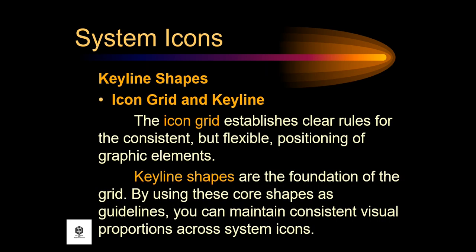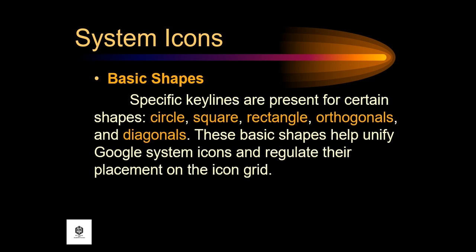The keyline shapes. In terms of icon grid and keyline, the icon grid establishes clear rules for the consistent but flexible positioning of graphic elements. Keyline shapes are the foundation of the grid. By using these core shapes as guidelines, you can maintain consistent visual proportions across system icons.